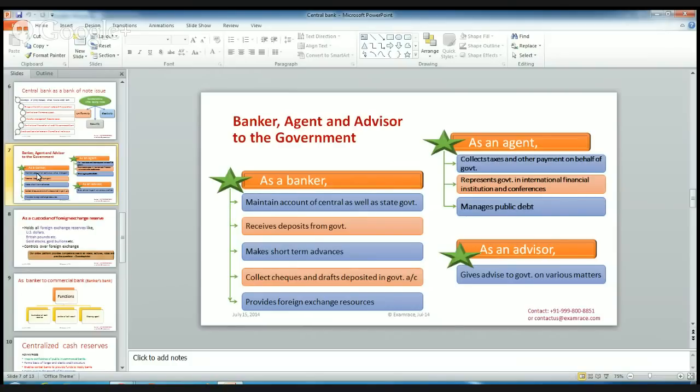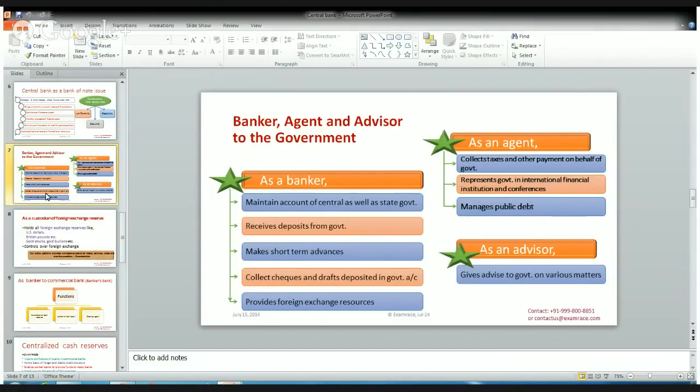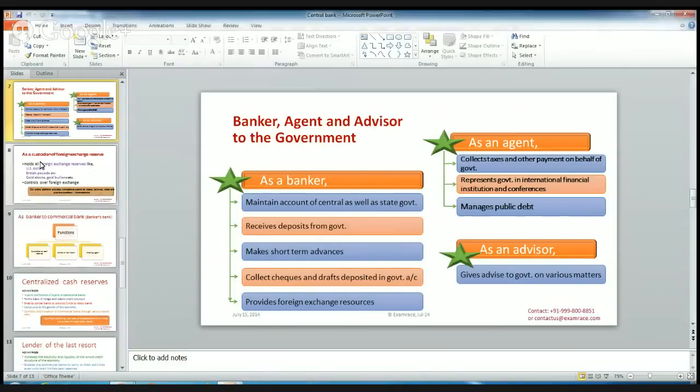It provides various advice to the government on various economic matters. In these, they are talking about deficit management, devaluation of currency, etc. In these terms, they are giving advice to the government. So this way, the central bank is performing the function as a banker, agent, and advisor to the government.